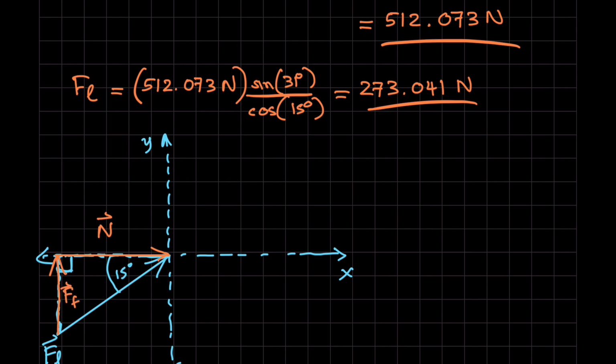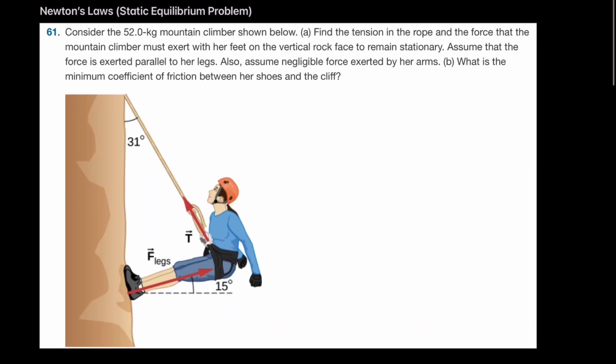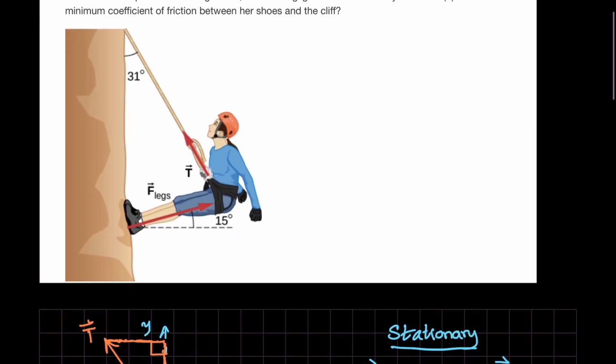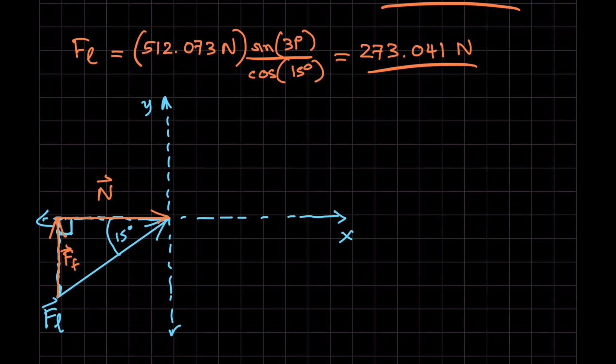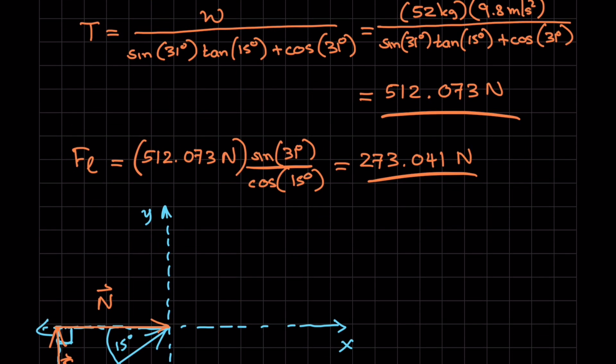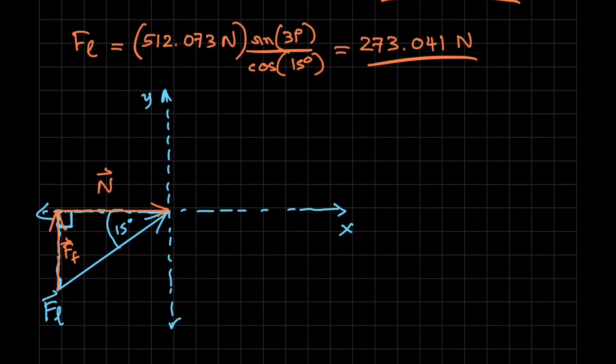So this is what's going to help us find the minimum coefficient of friction between her shoes and the cliff, right? We don't want to use FL, the 273 newtons, as your normal force and try to find your friction that way. That is not what's going on. The friction is only the vertical part of FL.